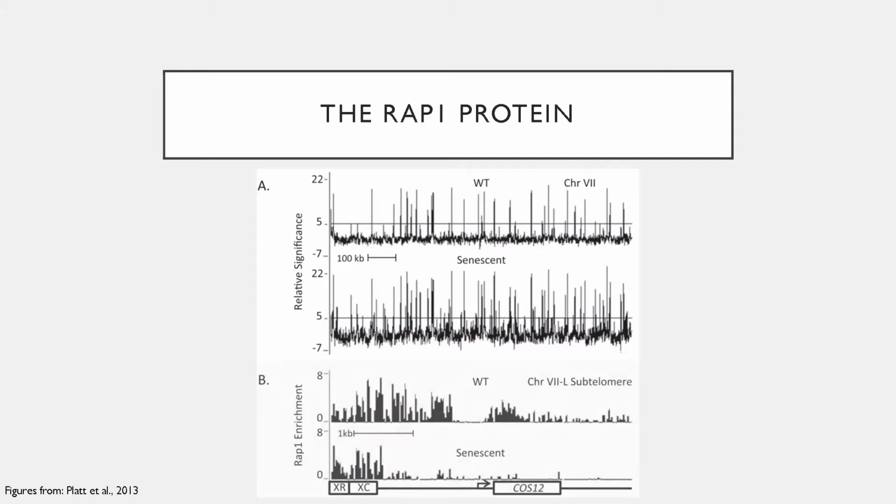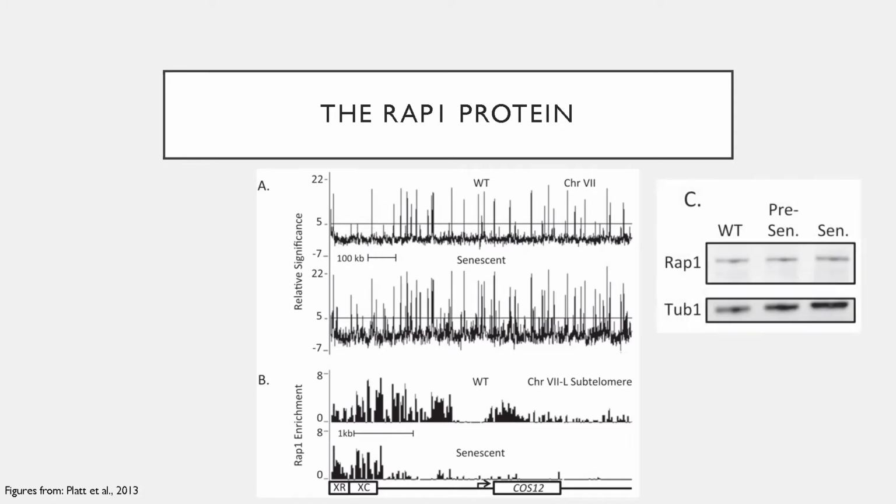The second half of this figure shows that Rap1 occupancy at telomeres is decreased at senescence. In addition, it was also found that overall Rap1 levels do not change during senescence, as seen in this immunoblot. Next, we will see how Rap1 has been shown to drive senescence.